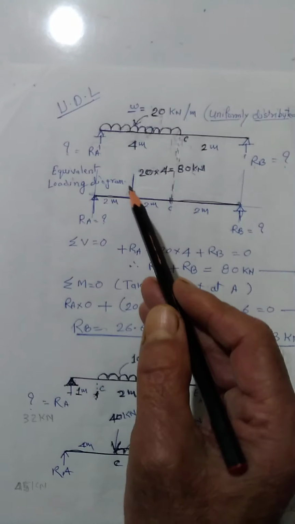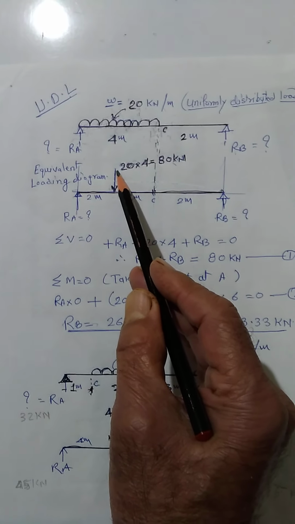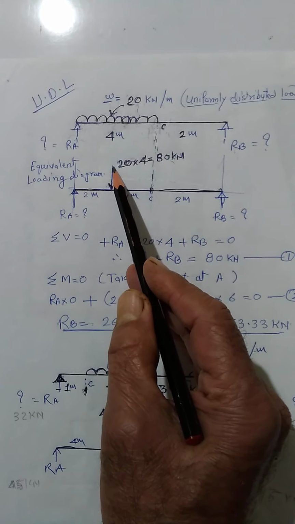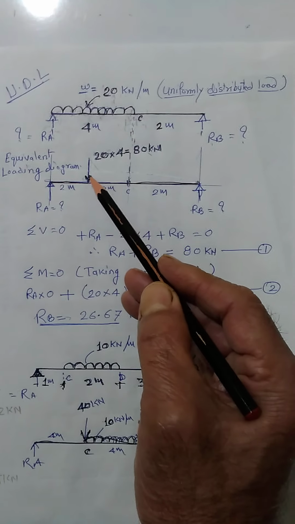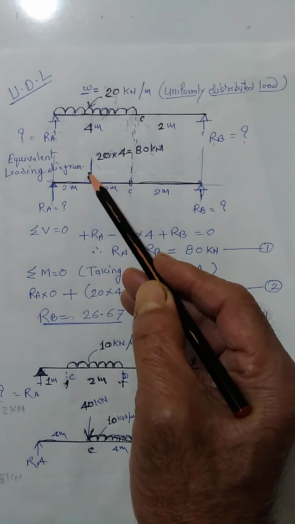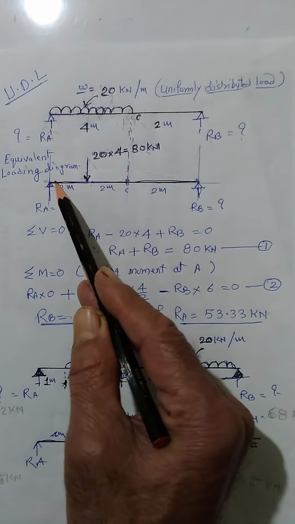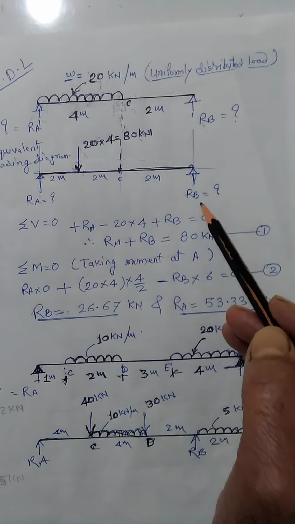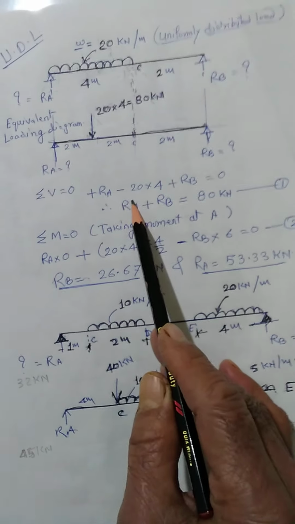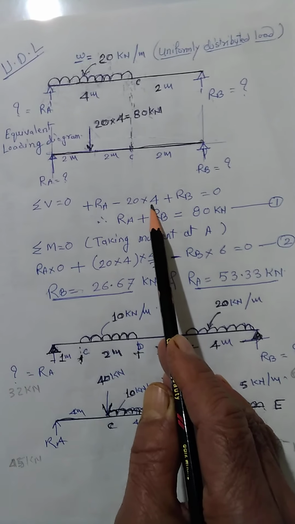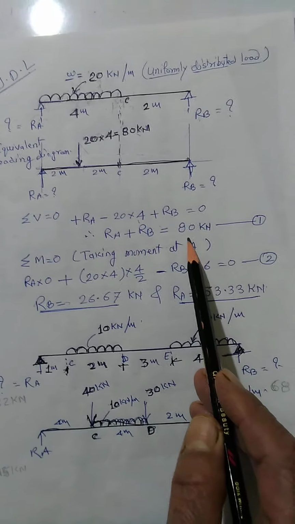Now, this is converted into an equivalent point load or a concentrated load. Previously, we have already solved a few problems over concentrated loads, and we have seen that when a point load is there, we can find the reactions very easily by sigma V equal to 0, that is, plus Ra minus 80 plus Rb equal to 0. You can see, plus Ra minus 20 into 4, that is the total load, plus Rb equal to 0. And now Ra plus Rb is equal to 80 kilonewton.